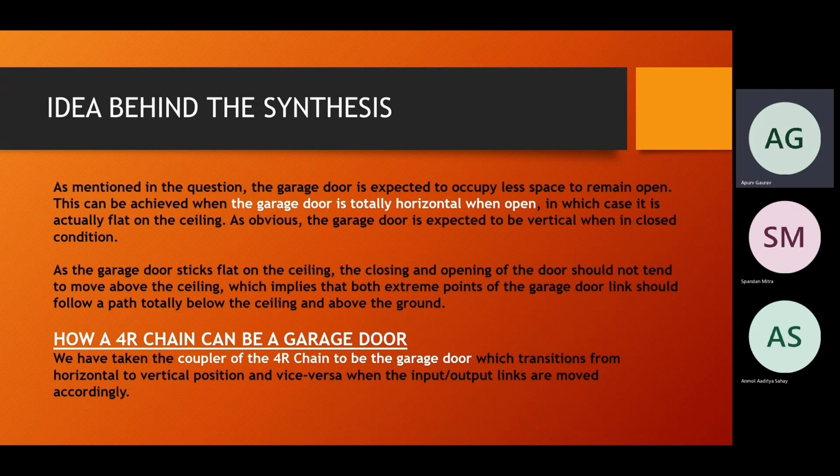So the idea behind the synthesis is that we have the extreme configurations. The first one is the horizontal position when the door is open, and we have taken the horizontal position because we were supposed to keep the space occupied by the door when open lesser. That is only possible when the door is horizontal and touches the ceiling in the open position. The second extreme position is when the door is closed and the door is obviously vertical. For synthesis, we have taken the coupler of the 4R chain to be the garage door.